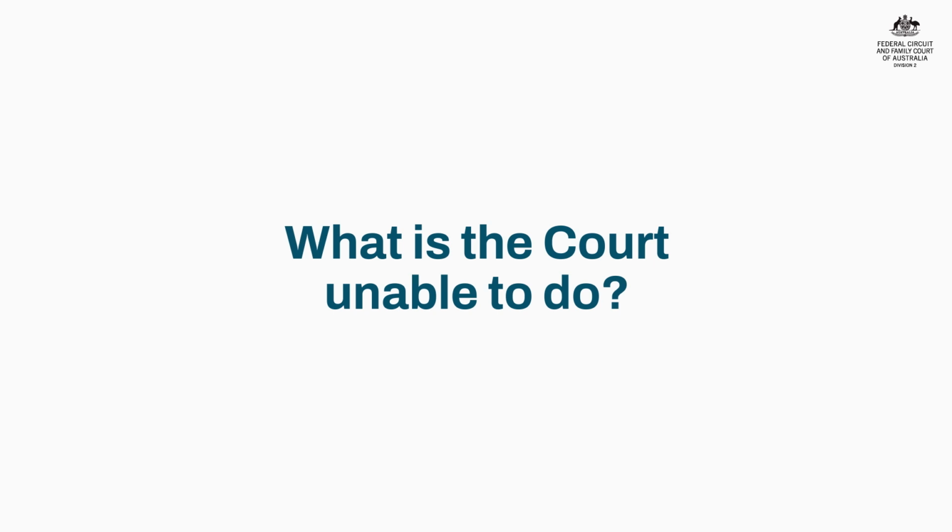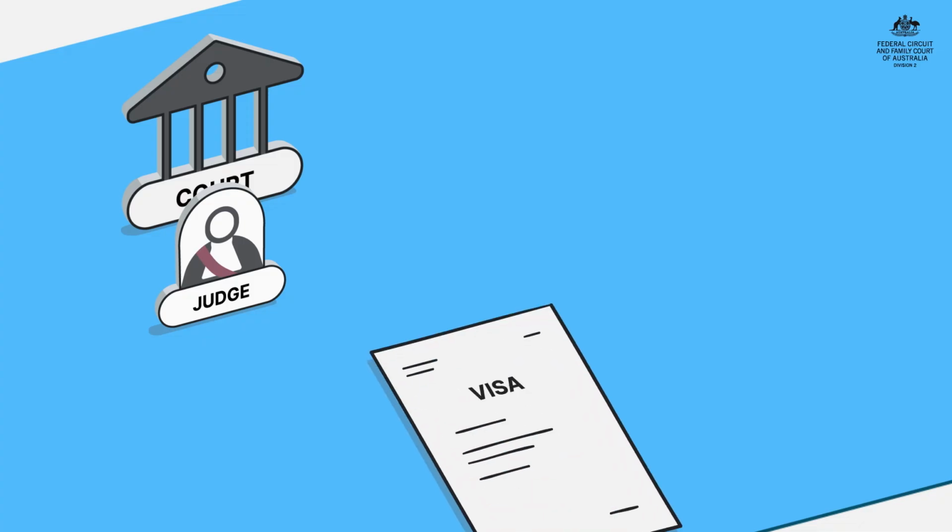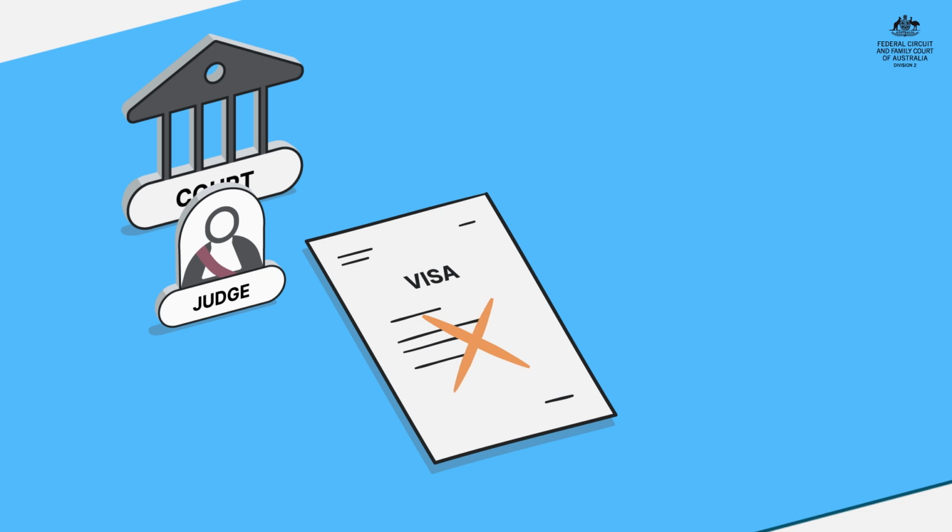What is the court unable to do? The Federal Circuit and Family Court of Australia cannot grant you a visa. You cannot receive a visa from this court.